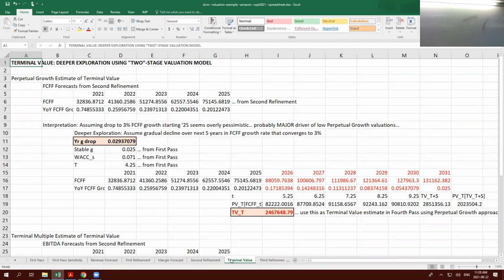But let me explain what I do here. So I'll do the perpetual growth model first. And here I'll just talk more at a high level through it instead of going entry by entry. Okay.